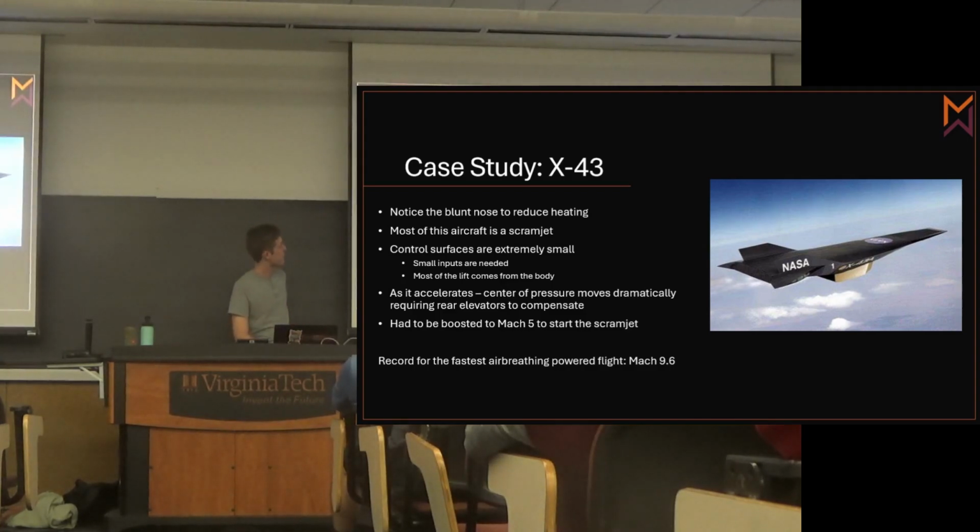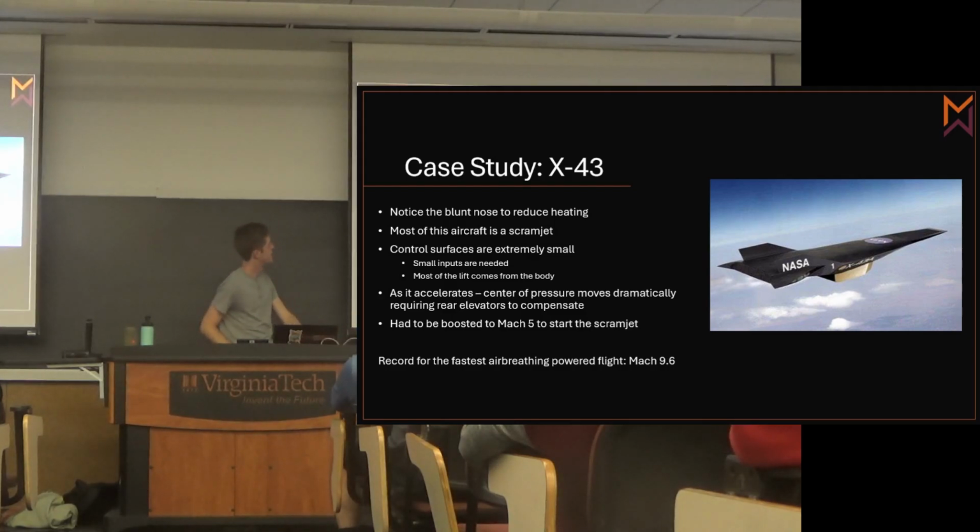Okay. Alrighty, X-43 might be one of my favorite aircraft. It's still cheating, but it didn't cheat quite as hard. It got boosted up to Mach 5 by a big giant rocket, which we'll see in a second. Then it ignited an actual scramjet and flew up to around Mach 10. The current air-breathing powered flight speed record is 9.6, set by this thing. And as you'll see, it's only about a meter long.